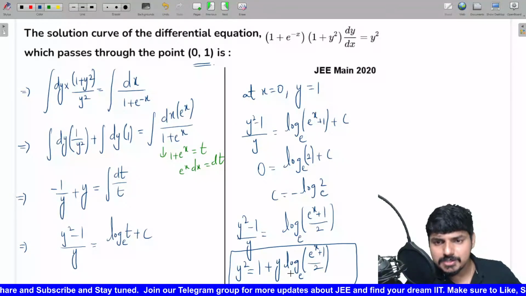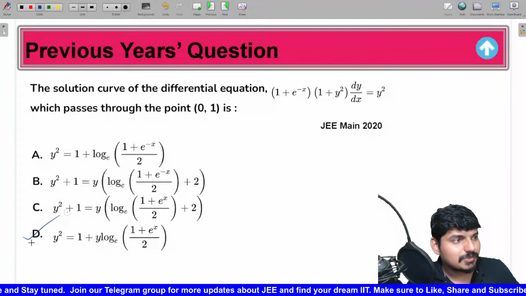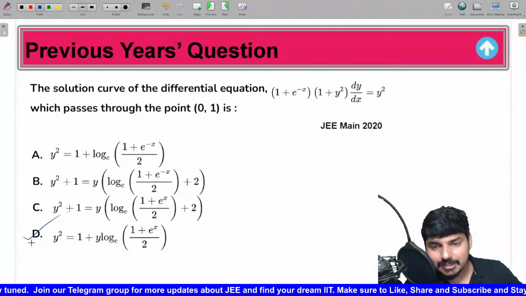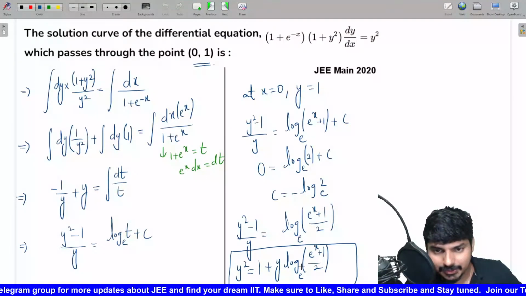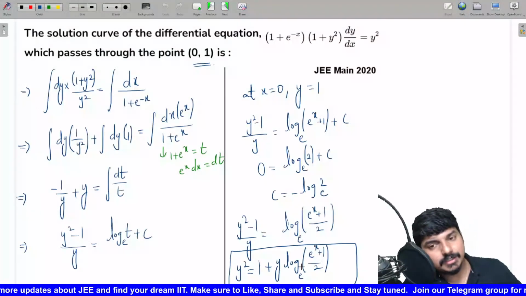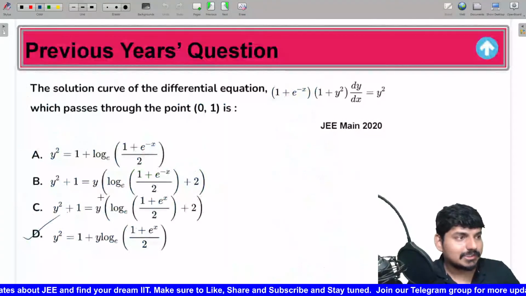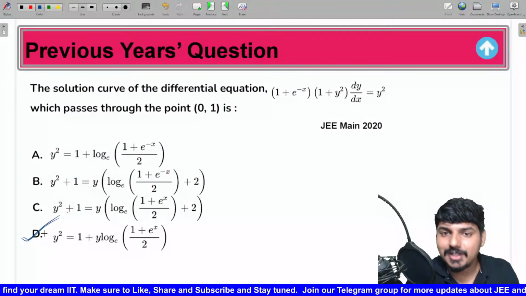And if you see the options, everyone, do we have any option in that way? Yes, option D is going to be the right answer, which is y square equal to 1 plus y into log of e raised to x plus 1 by 2. So definitely option D is going to be the right answer in this case. So understood this question, everyone?